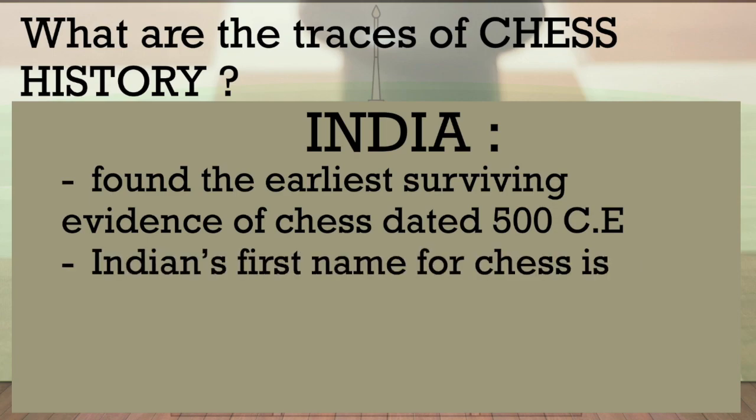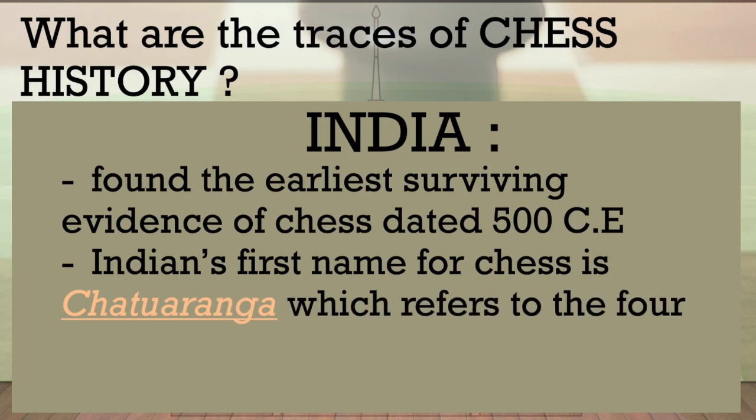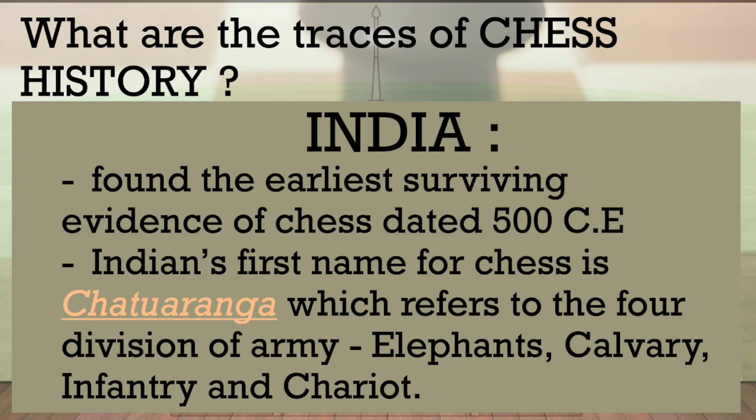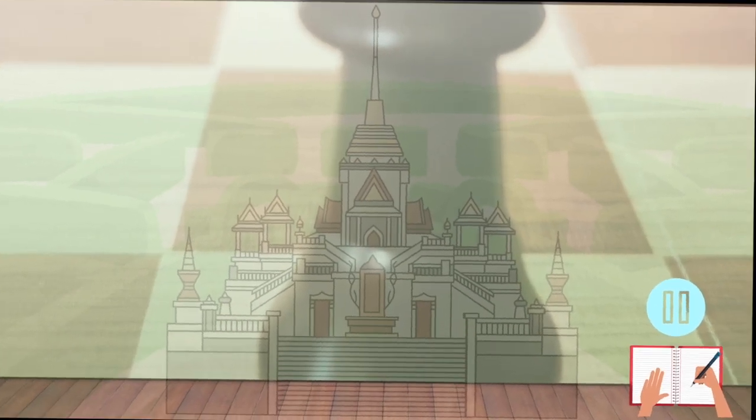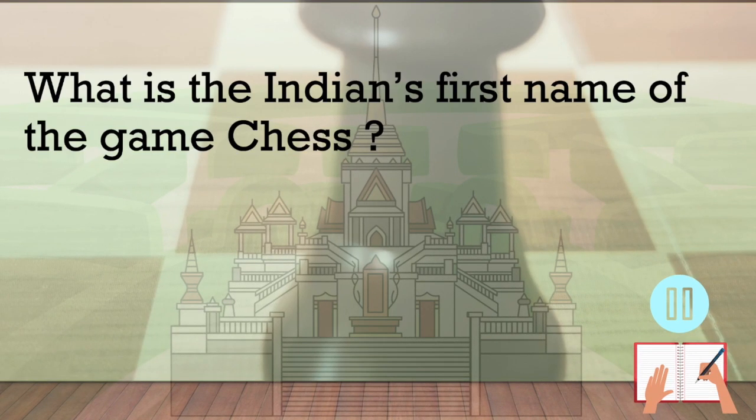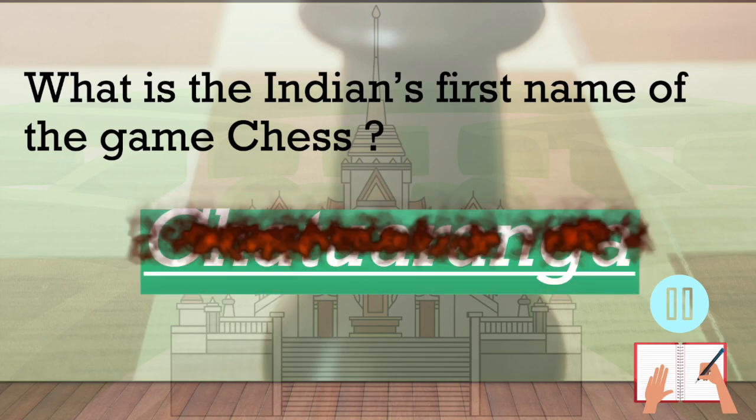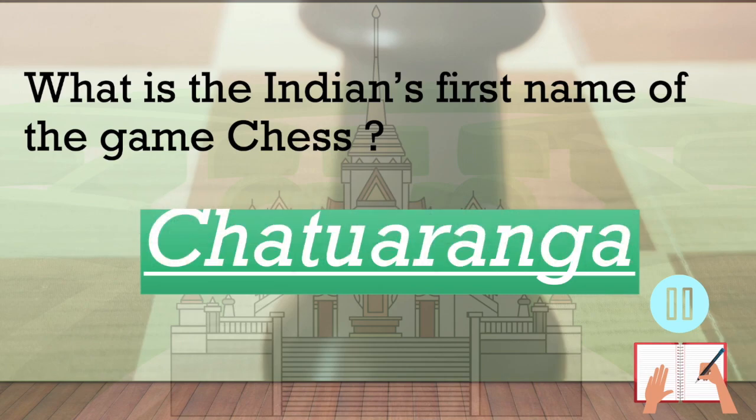India's first name of the chess is Chaturanga, which refers to the four divisions of the army, such as elephants, cavalry, infantry, and chariot. You can pause this and answer this question. What is the Indian first name of the game chess? The answer to that question is Chaturanga. You got it right.